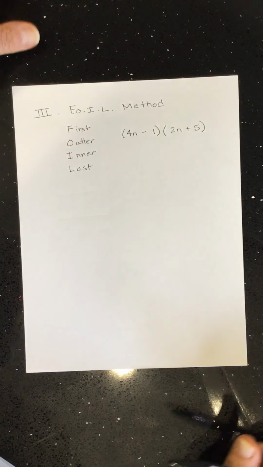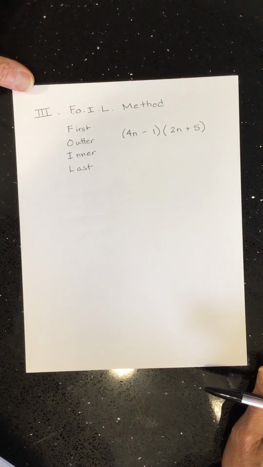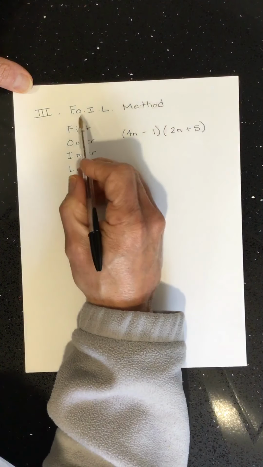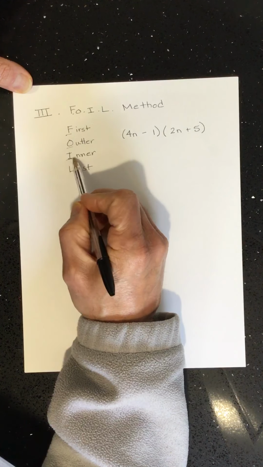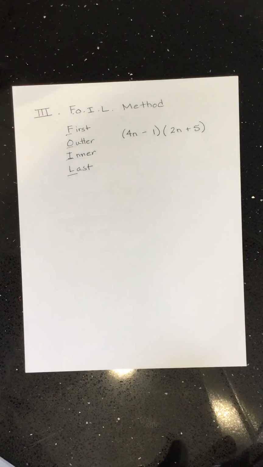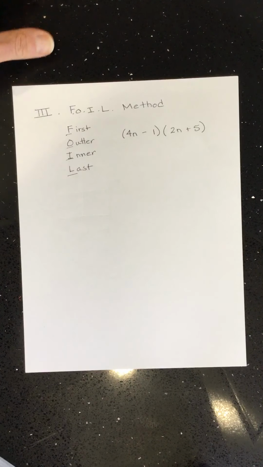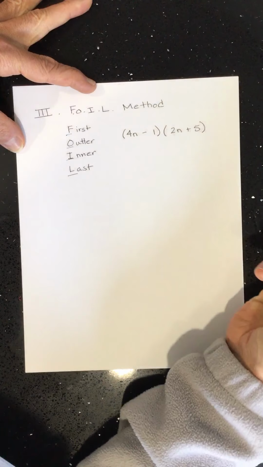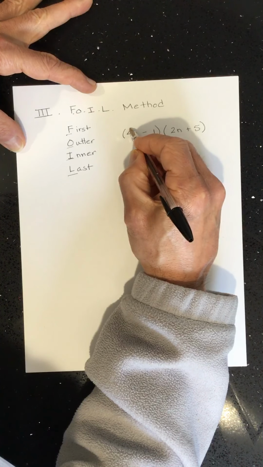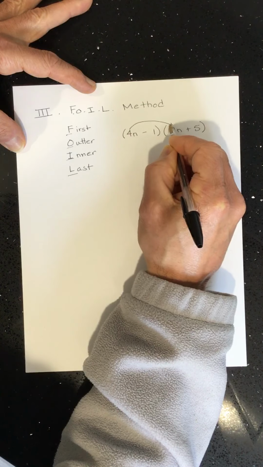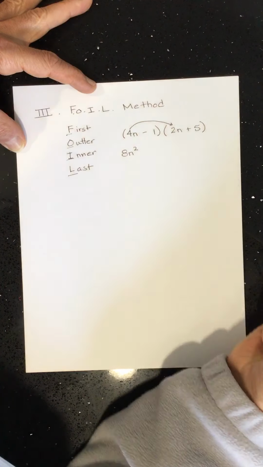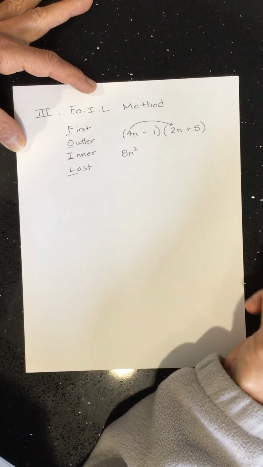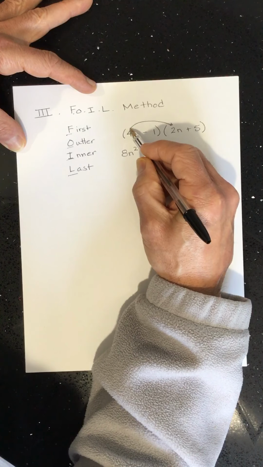It's a great visual. All right, and probably the most popular method, which is called the FOIL method. FOIL, for those of you who don't know, stands for first, outer, inner, and last. And the truth is, you could do this in backwards order, LIOF, it wouldn't matter. But here we go. The first refers to multiplying the first terms. So it would be 4n times 2n, which will be 8n squared. That's first.